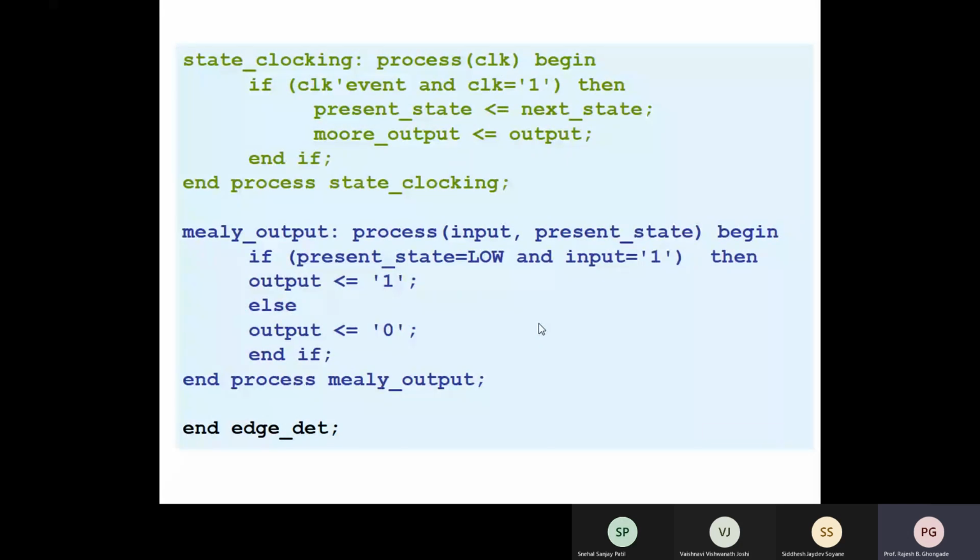Why is the process called Mealy output? Guys, are you there with me? Yes, sir. So why is it called Mealy output? Because the output of a Mealy machine depends on input and present state. Not only that, it does not wait for the clock. If input changes or the present state changes anyhow, the output is going to change. Isn't it?